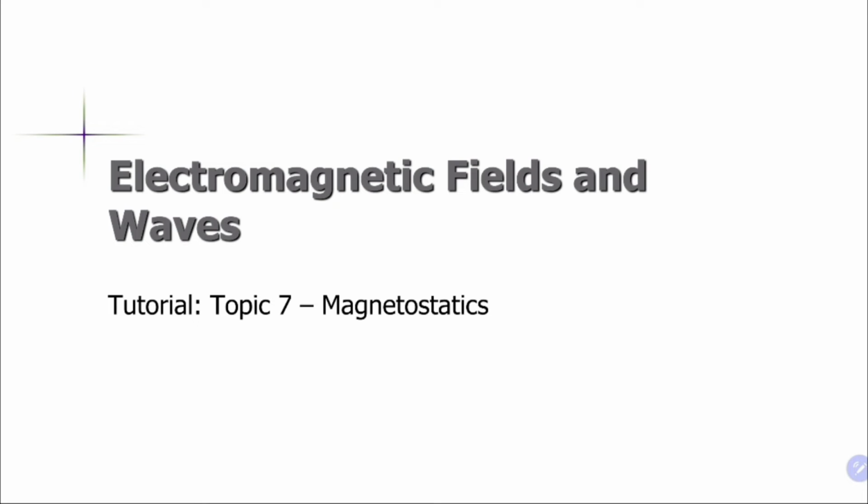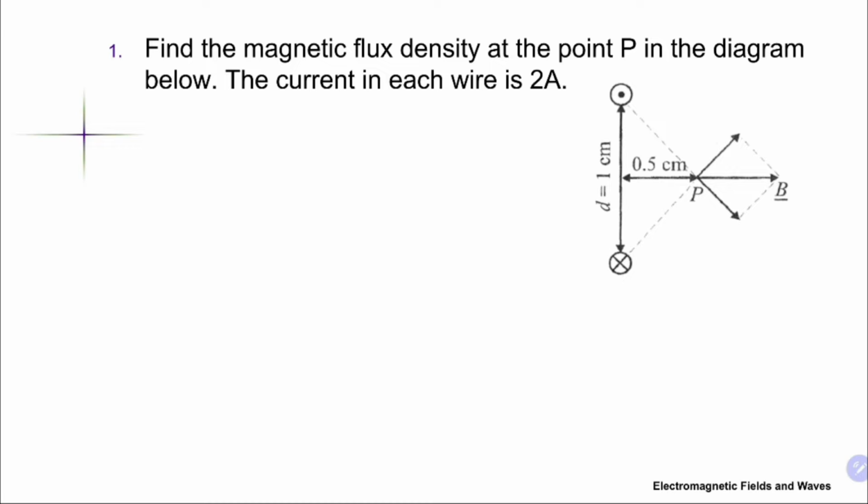This is the tutorial meant for topic number 7 on magnetostatics. The question asks: find the magnetic flux density at the point P in the diagram below. The current in each wire is 2 amperes. You're given 2 wires, one with a current going out of the page, and the other with a current going into the page. And then you're asked to find the magnetic flux density B at point P.